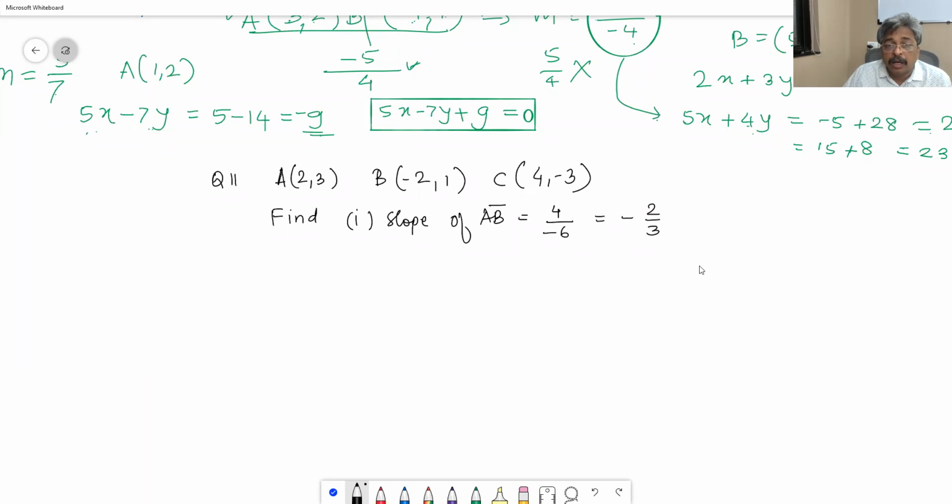Sir, it is the slope of AB. You took BC. You took the slope of BC. Sorry, mistake. Slope of AB is 3 minus 1 is 2 divided by 2 minus minus 2 is 4, half. Then slope of BC. Slope of AC. Then third is slope of AC. Fourth is slope of median.